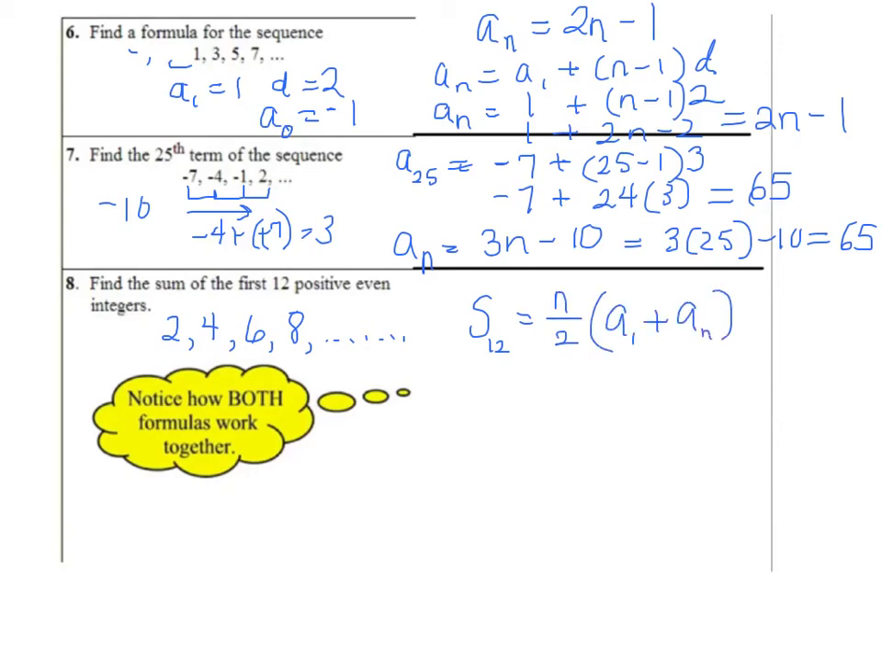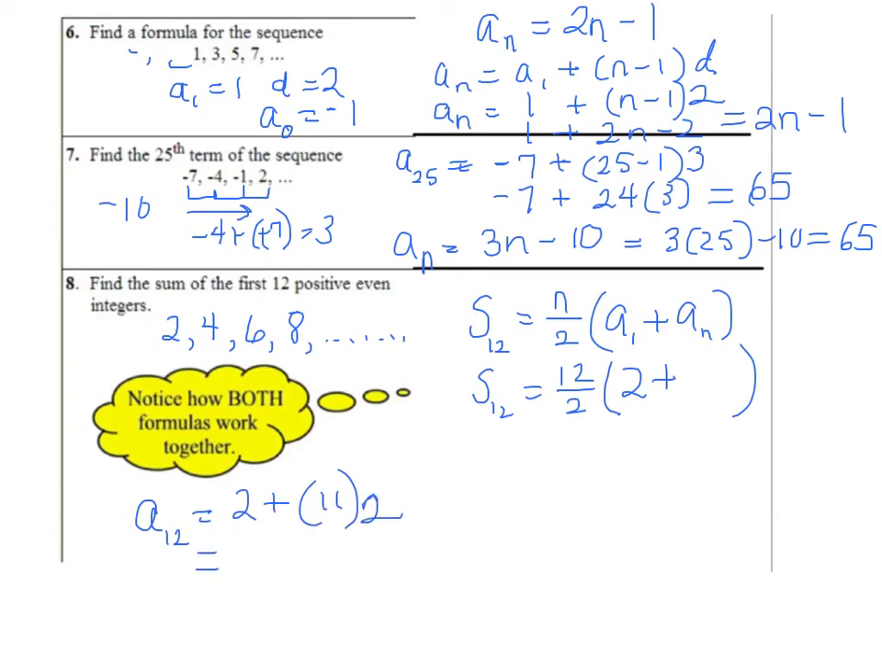So let's put in what we know. We know S sub 12 is 12 over 2. I know a sub 1 is 2, but I don't know the 12th term. I don't know what a sub 12 is. So over here, I'm going to find a sub 12. A sub 12 is the first term plus 11 times the common difference, which is 2. So the 12th term is 22 plus 2, which is 24.